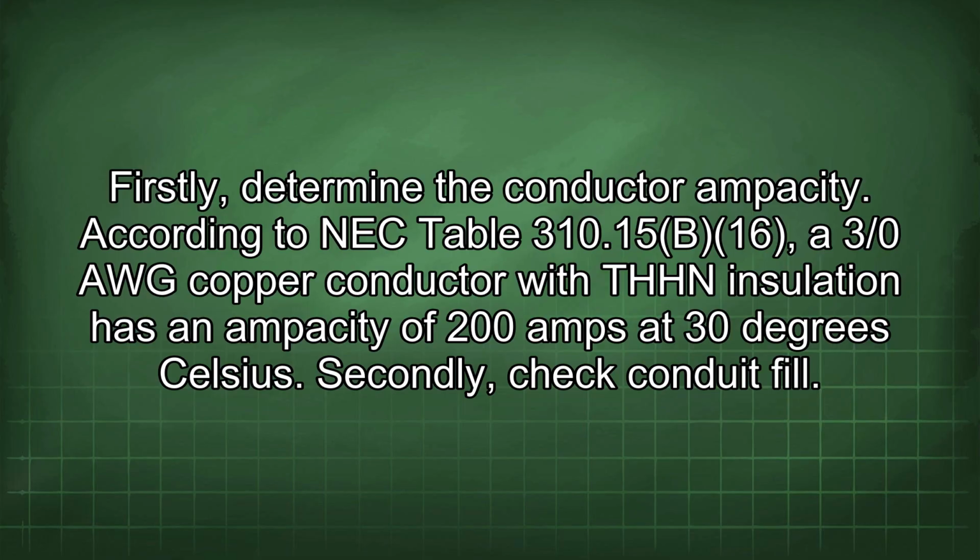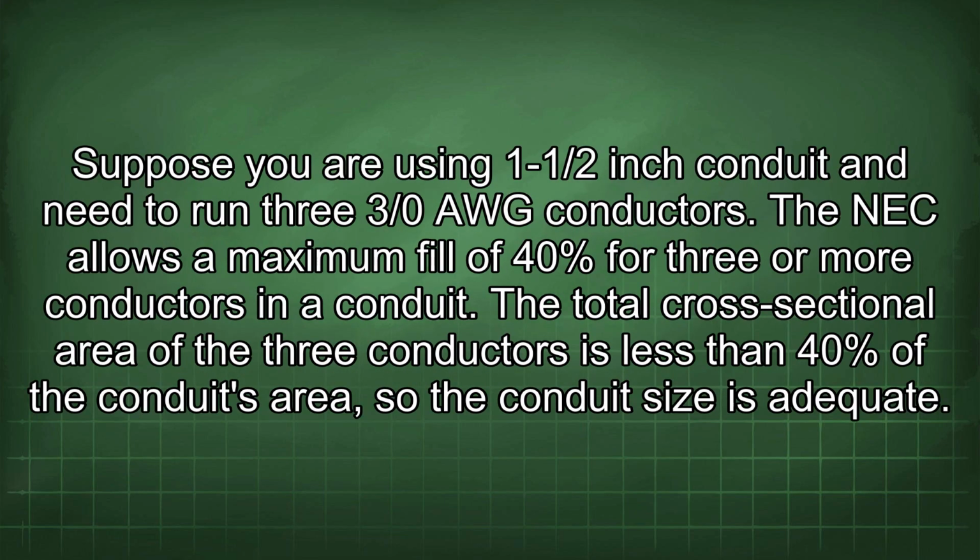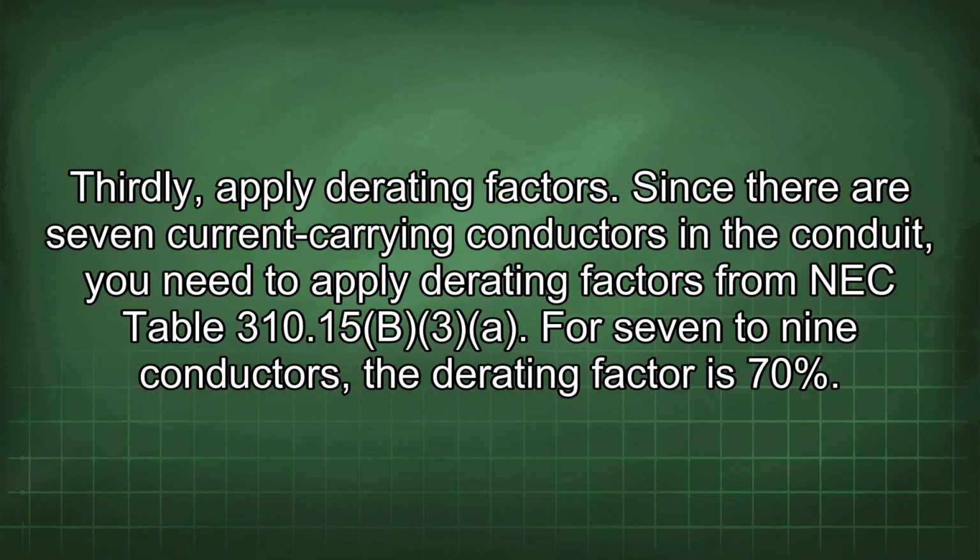Secondly, check conduit fill. Suppose you are using 1-1/2 inch conduit and need to run 3/0 AWG conductors. The NEC allows a maximum fill of 40% for 3 or more conductors in a conduit. The total cross-sectional area of the 3 conductors is less than 40% of the conduit's area, so the conduit size is adequate. Thirdly, apply derating factors.